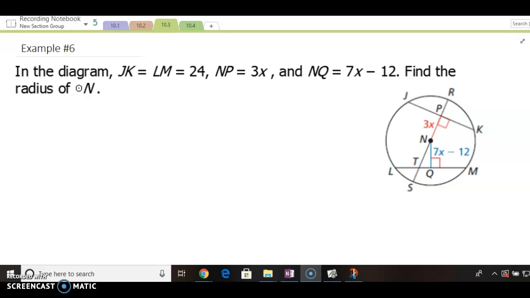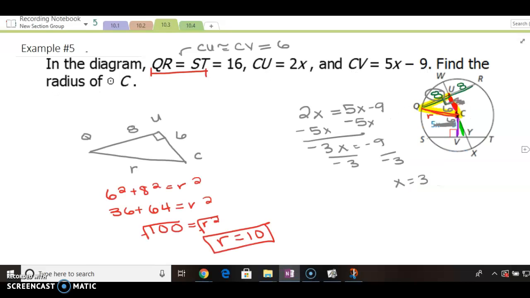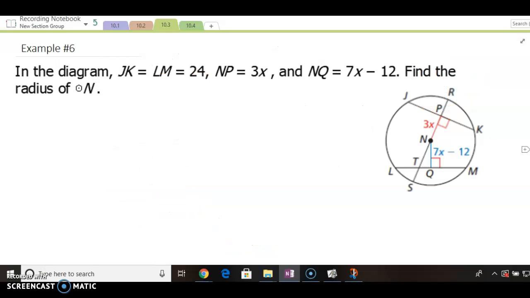All right, I want you to try to do example 6 on your own. It's pretty much identical to example 5. It's the same process. And I do want you to make note in your notes that there will be a question like this on the test, so make sure you know and understand how to do this.